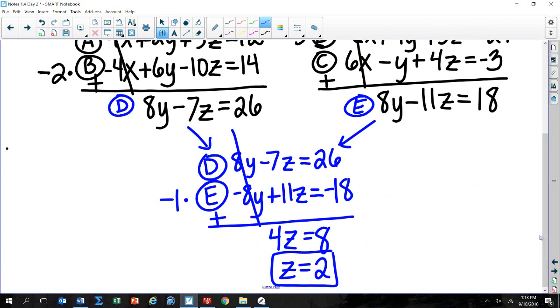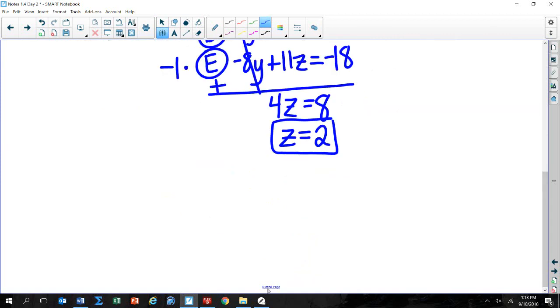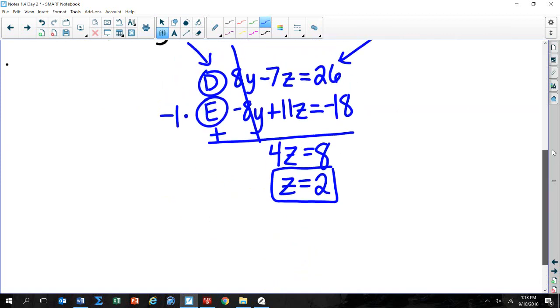D or E, right? If I plug in that z is 2 here in D, see how I only have 1 variable left, it's just y? Or if I plug in 2 over here into equation E, I would have negative 11 times 2, and then I only have 1 variable left, which is y. So just make a choice. It doesn't matter. D or E. Either one. I'll do D.